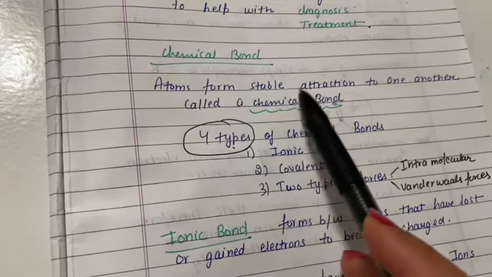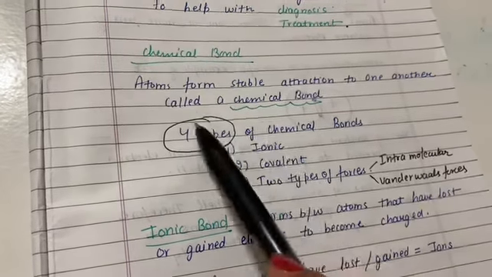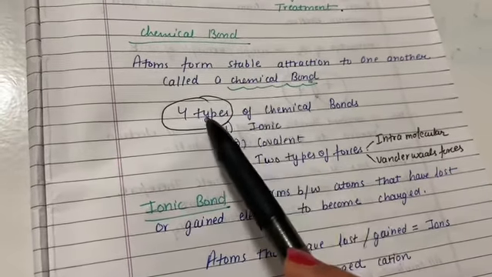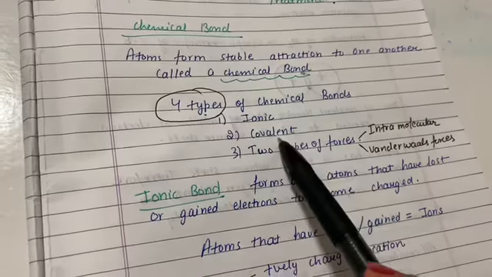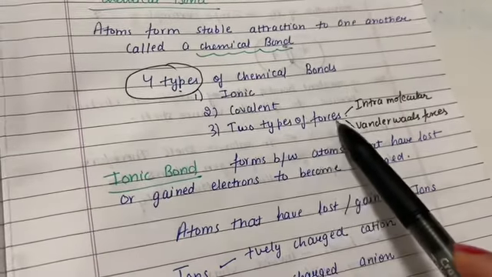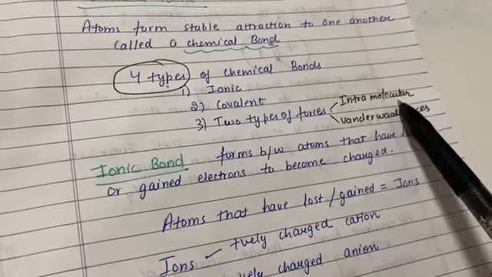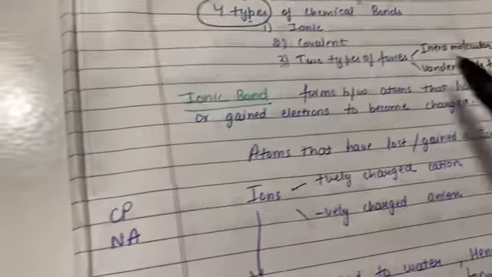Atoms form stable attractions to one another called chemical bonds. Chemical bonds are further of 4 types: ionic, covalent, and the other 2 are types of forces, which are intermolecular forces and van der Waals forces.